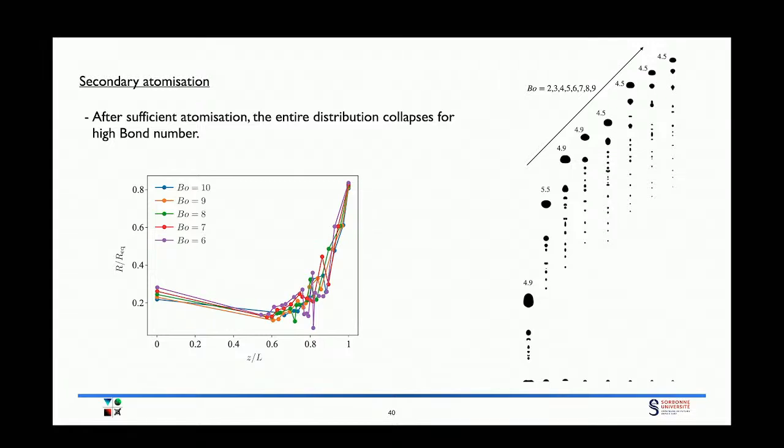Now since our tip drop prediction is good, we see DNS can also provide us information about this secondary atomization. In this secondary atomization, we find that at high Bond number, the entire drop size distribution collapses. So not only the tip drop, but this entire distribution can be thought of as being independent of the Bond number in the high Bond number regime.